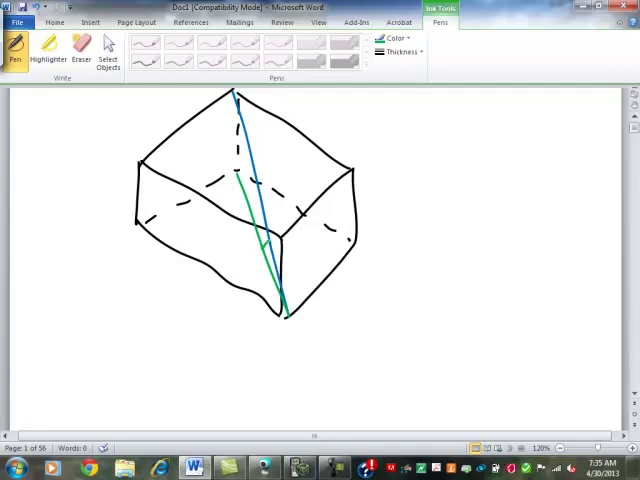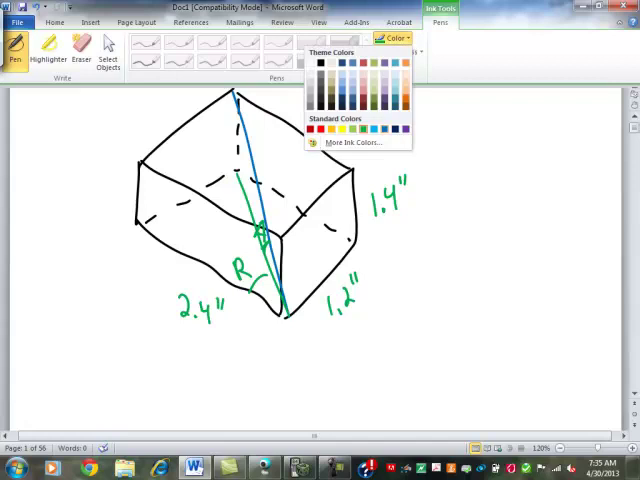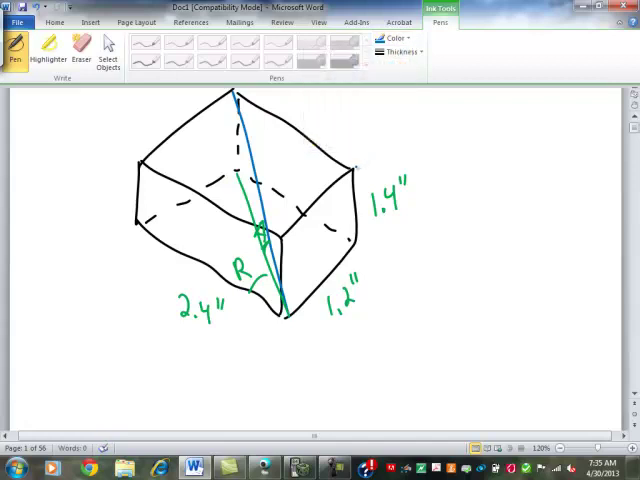We're looking for this angle here, and they called that angle A. And this angle here we called angle R. And let's say we're given that this is 1.4 inches thick, 1.2 inches wide, and 2.4 inches long. And let's say I want to know A, R, and I want to know that length as well. We'll call that L.